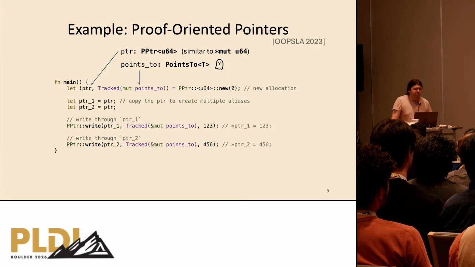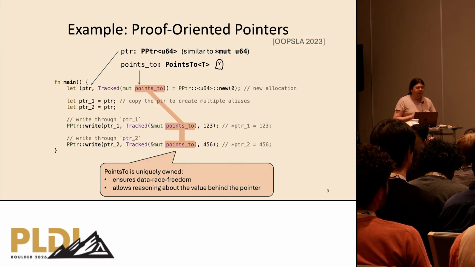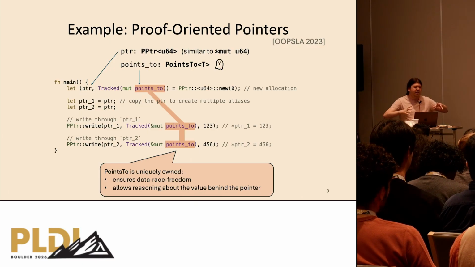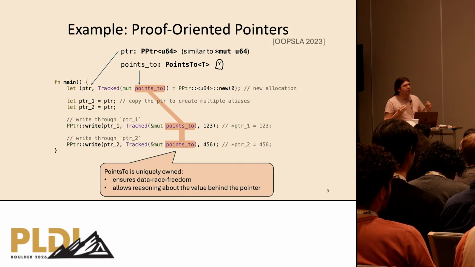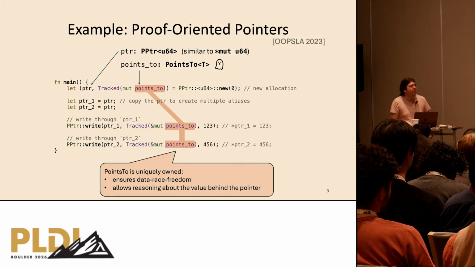However, in this example, we still have the points_to, and the points_to object is in fact uniquely owned throughout. By doing this, we're able to ensure data race freedom, and it also allows reasoning about the value behind the pointer. The idea here is that we are still enforcing an ownership discipline, but we're doing so through this logical proof world of ghost types, not necessarily in a way that is tied to the physical layout of data. So that's a proof-oriented type in a nutshell.